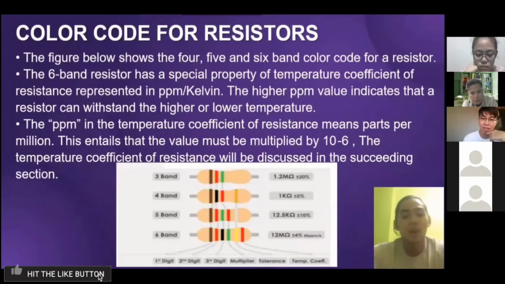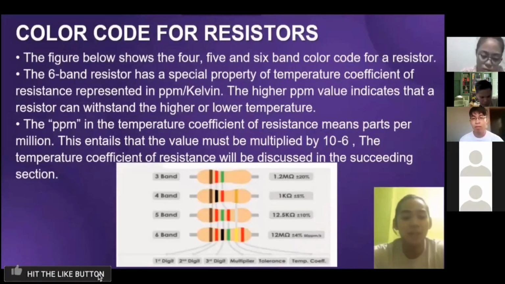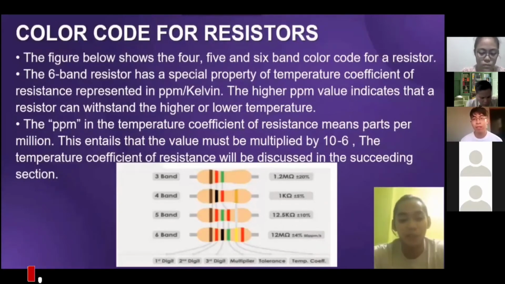For the next slide, color code for resistor, the figure below shows the 4, 5, and 6 band color codes for a resistor. The 6 band resistor has a special property, the temperature coefficient of resistance, represented in ppm per Kelvin. The higher ppm value indicates that the resistor can withstand higher or lower temperature.